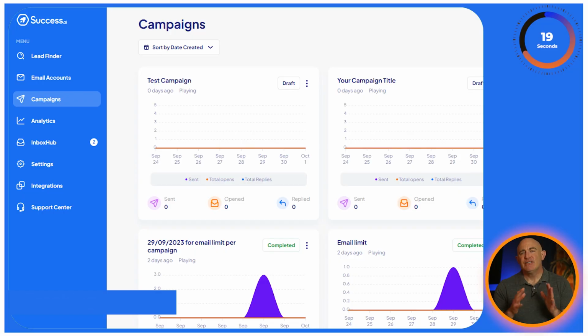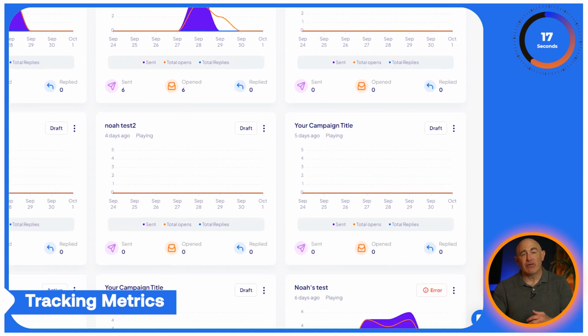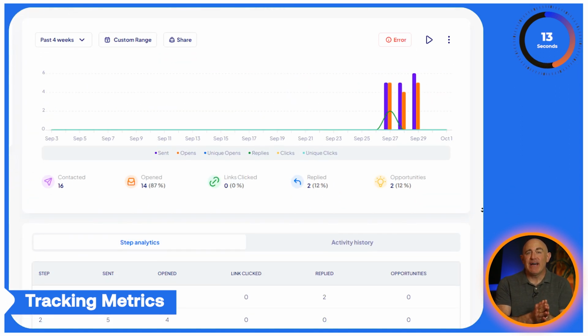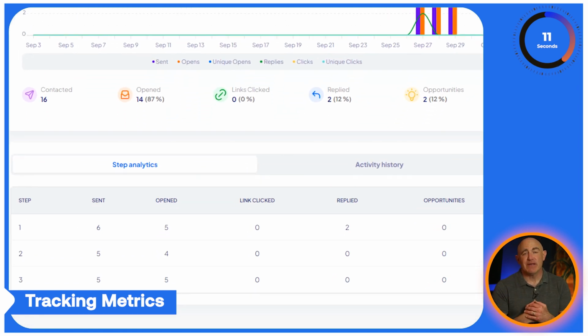Now, once you've started your cold email campaigns, it's important to analyze and optimize your approach for better results, so let's talk about a few ways to do just that. Track important metrics like open rates, response rates, and conversions. This data will help you identify what's working and what needs improvement.